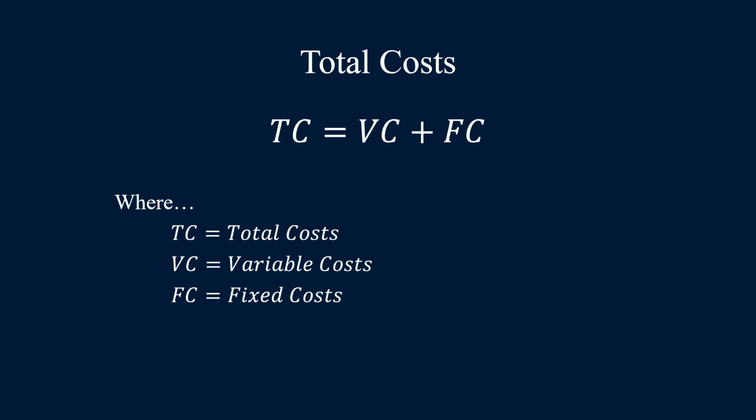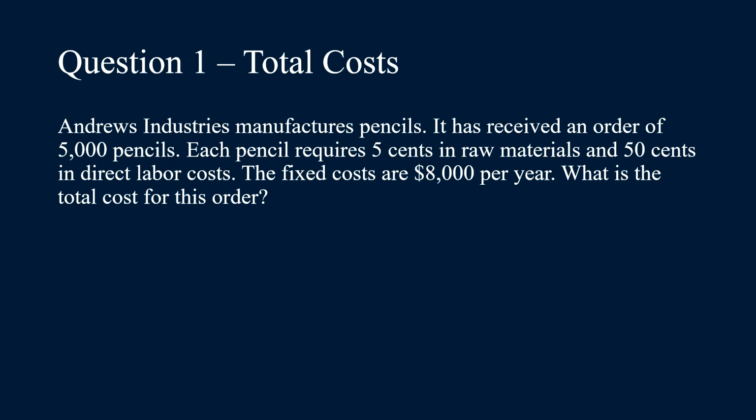So let's just work on the first problem, which is going to be very easy. Question one, total costs. This is our question. It says Andrews Industries manufactures pencils. It has received an order of 5,000 pencils. Each pencil requires 5 cents in raw materials and 50 cents in direct labor cost. The fixed costs are $8,000 per year. What is the total cost for this order?